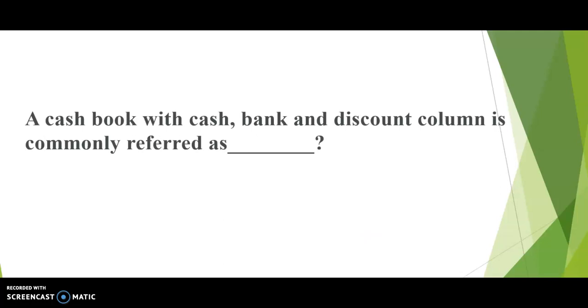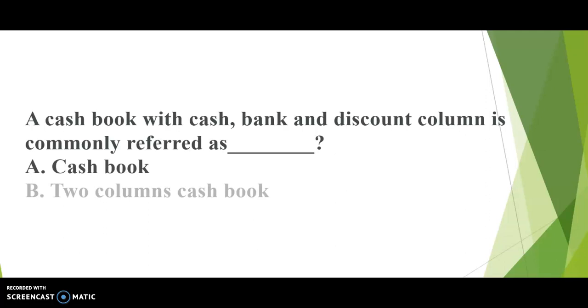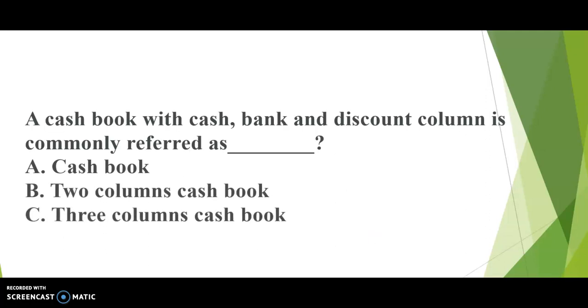Cash book with cash, bank and discount columns is commonly referred to as: option A, cash book; option B, 2-column cash book; option C, 3-column cash book; option D, petty cash book.